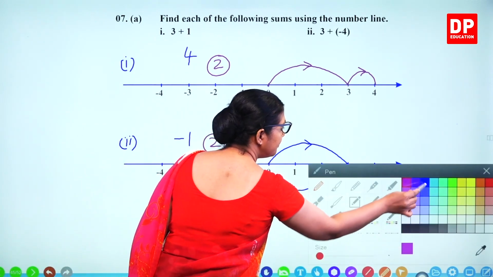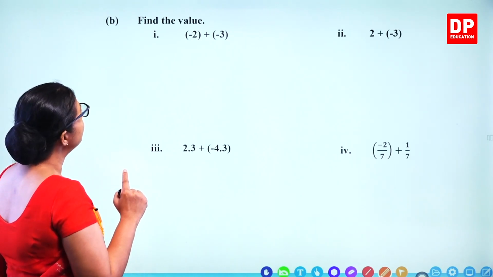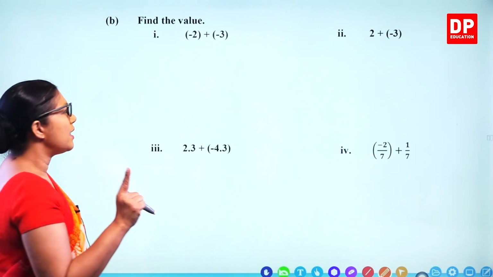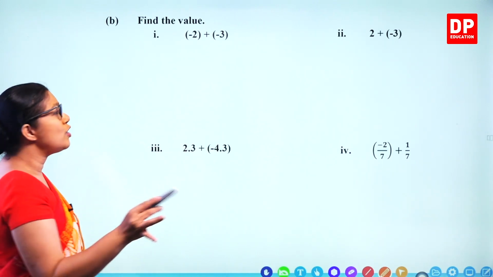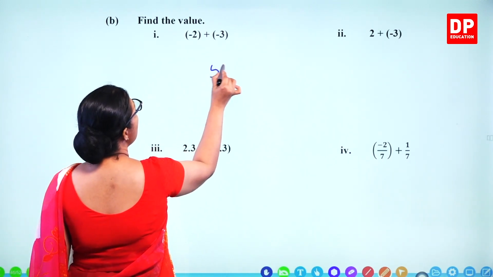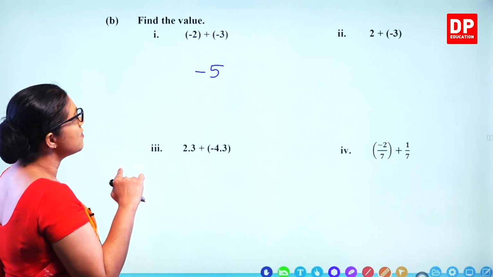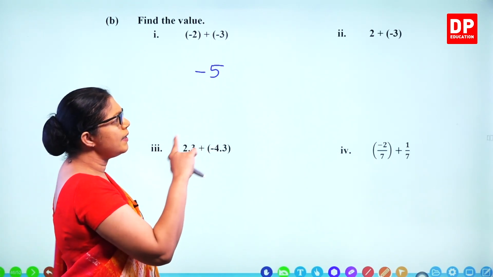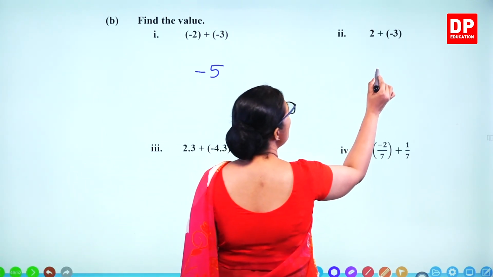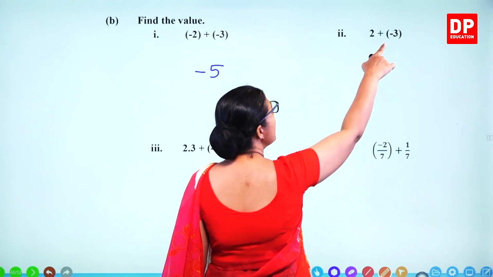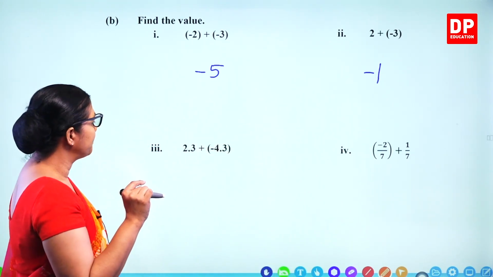Part B. Find the value. Without the number line, we can do that. Both negative. So that means both same sign, you add it. 3 plus 2, 5. And put the sign. Both are negative, so the answer is minus 5. This one is positive, 1 is negative. Take the difference. 3 and 2, difference is 1. The bigger number is minus, so the answer is minus 1.